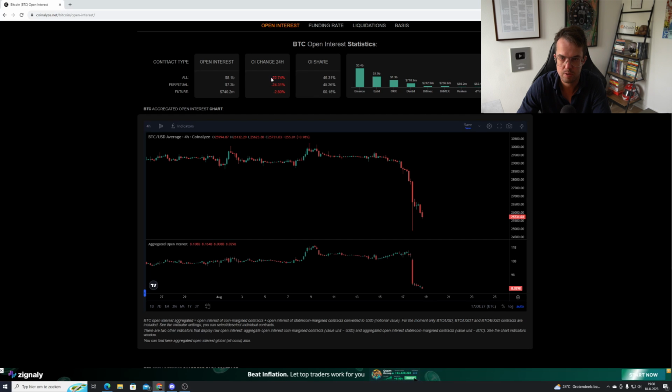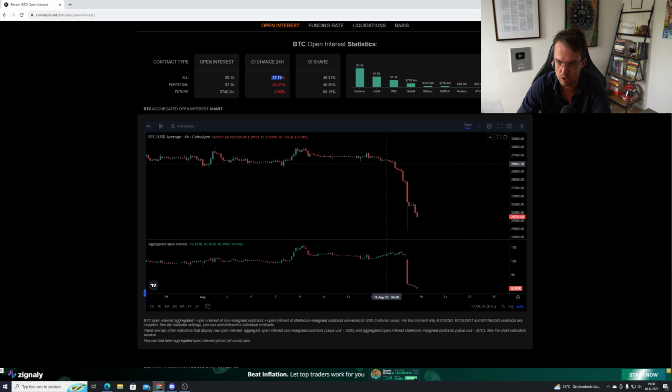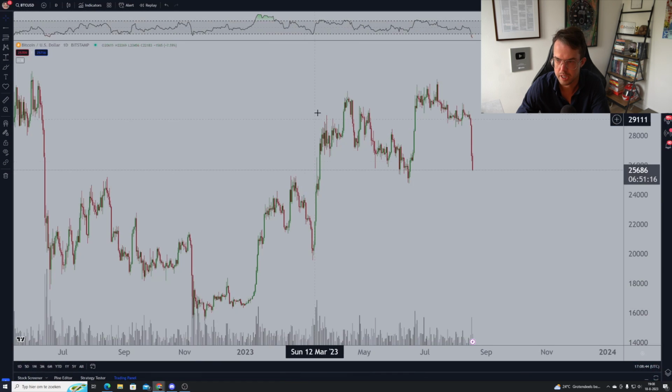In open interest, you can see that it dropped by 23%, which is even more than 1 billion. So we've had this massive drop here, especially in the drop that we started to see. The open interest was rallying, which inevitably caused this massive and giant wick to take place.